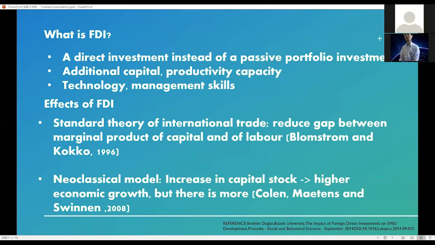So back to the basics. What is FDI? We're talking about, of course, a direct investment that generates additional capital and productive capacity, and often also brings technology transfer and managerial skill, instead of just a passive portfolio investment. From traditional theory of international trade, the effect of FDI is often considered just to reduce the gap between the marginal products of capital and of labor. And from a neoclassical model, FDI provides more capital stock, and that capital stock is going to generate more economic growth. But we believe there's always more, especially when we're talking about SMEs here.